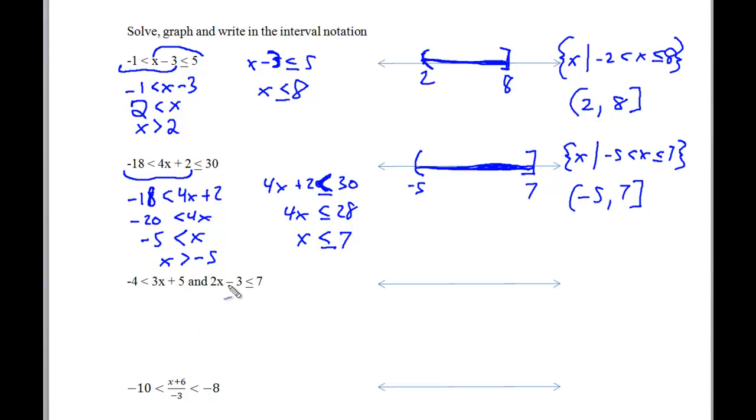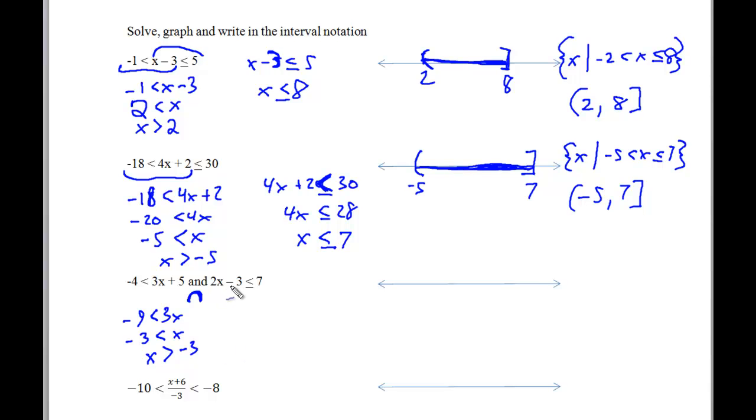Now here are two problems. We've got one on the left, one on the right. They're both and equations, so this is going to be the intersection. So after we do the problem, we're going to graph it and see what these two things have in common. So our first problem over here, I'm going to solve for it by moving the 5 to the other side. Negative 9 is less than 3x. We're going to divide both sides by 3, so negative 3 is less than x. Rewrite it, x is greater than negative 3.